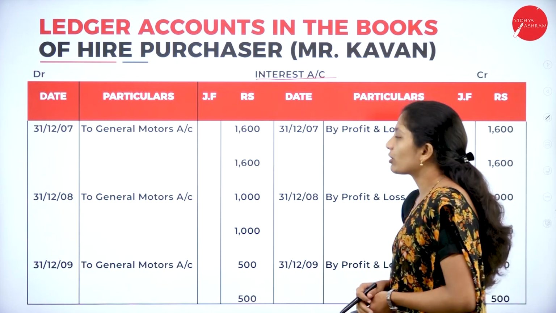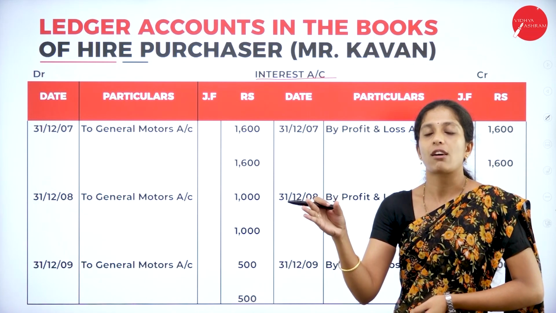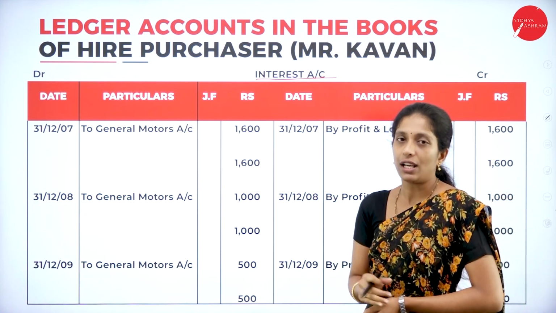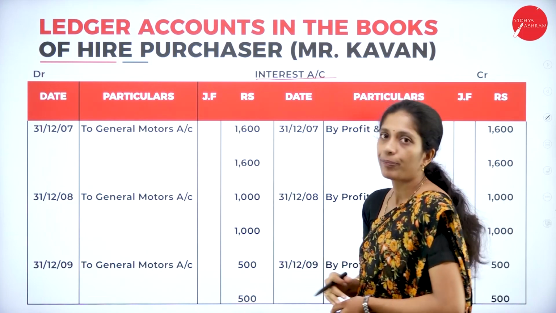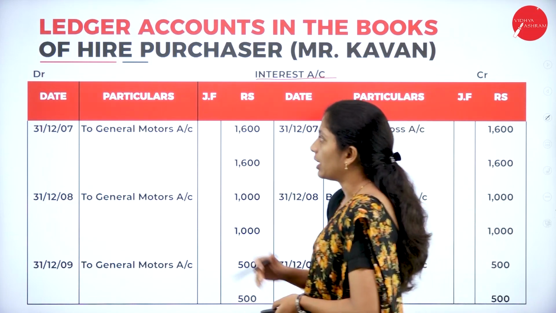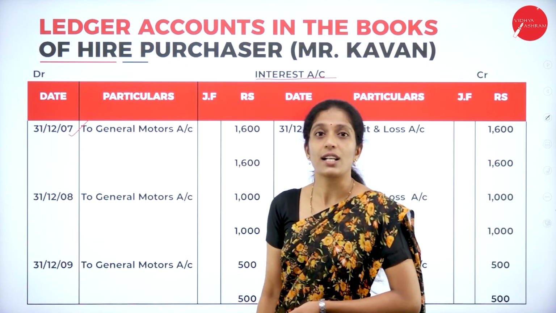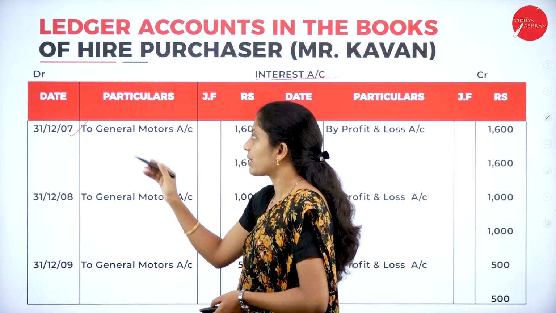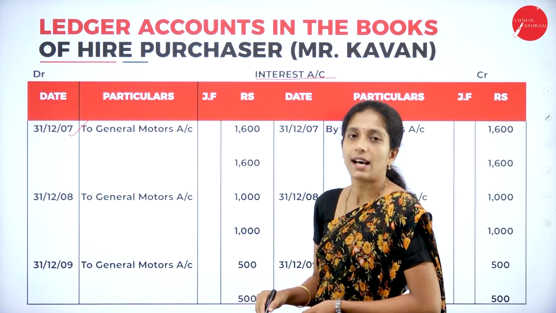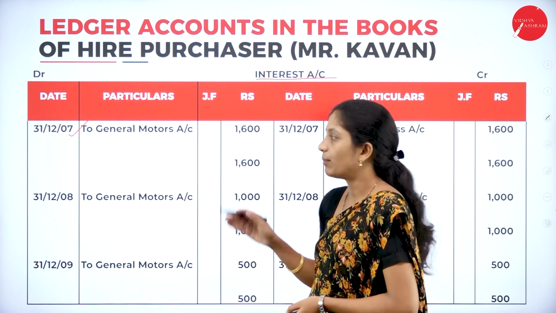So coming to the first year. This interest due as well as transfer to profit and loss account takes place at the end of the financial year. So what is the entry? Interest account debit to hire seller account. Now at the end of 2007, so your first year is what? 2007. End of 2007 is 31st-12-07, to General Motors account. Who is the hire seller here? General Motors. To General Motors account.